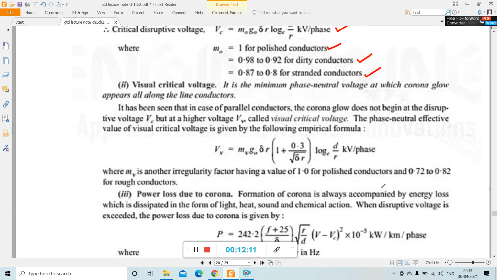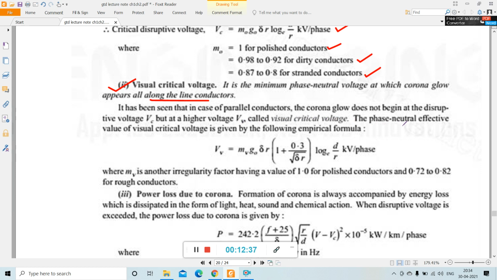The next one is the visual critical voltage. So what is this visual critical voltage? It is the minimum phase to neutral voltage at which corona glow appears all along the line conductor. In the case of parallel conductors, the corona glow does not begin at the disruptive voltage Vc, but at a higher voltage, that is Vb, called the visual critical voltage.